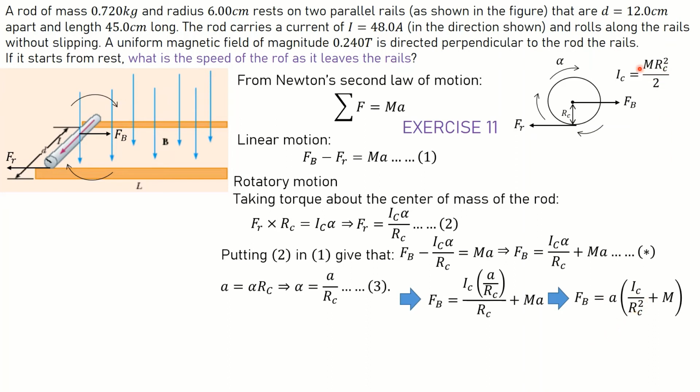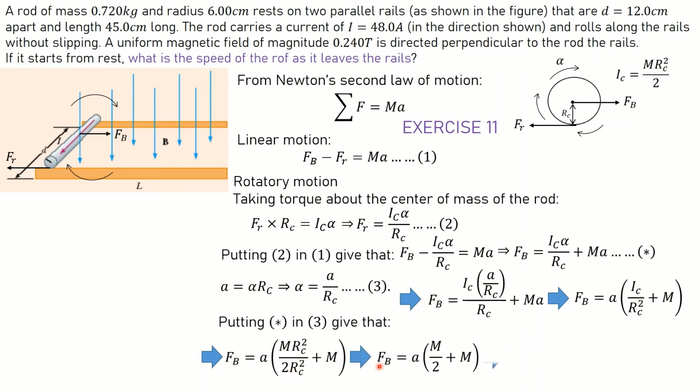Now the moment of inertia of this circular portion about an axis that passes through the center is mR squared over 2. So we replace it with its equivalence. We cancel out terms and we get the magnetic force to be this. Now we can look for the LCM. We can now find the acceleration, which is the magnetic force times 2 over 3m. M is the mass. Now we need to find the magnetic force.